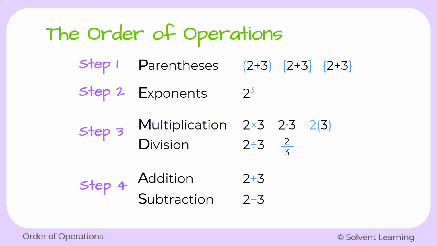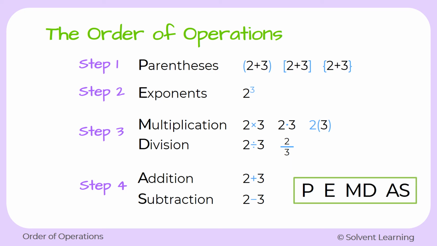Okay. Now, to help us remember the order of operations, we can use this little acronym. First, we start with the P for parentheses. Then our next step is E for exponents. Our third step, we can have M and D to represent multiplication and division. And then our fourth step, we can use AS to show addition and subtraction. Okay, so you can put that together and just remember the word PEMDAS to remember the order of operations.